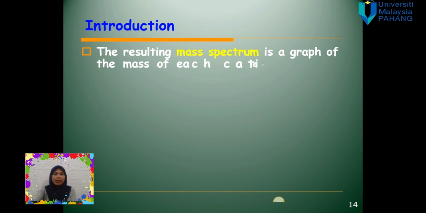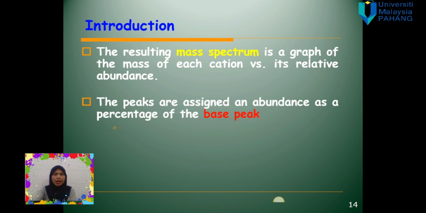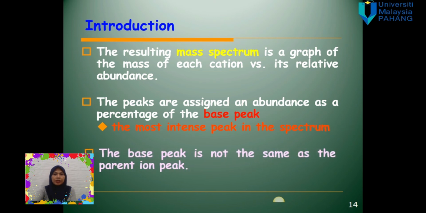For the mass spectrum, as I mentioned just now, the x-axis is the mass to charge ratio and the y-axis is the relative abundance. The most stable peak is called the base peak, and the last peak, the one with the maximum mass to charge ratio, is called the molecular ion peak.